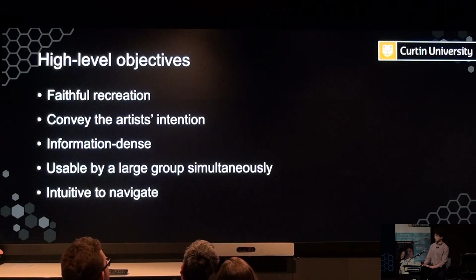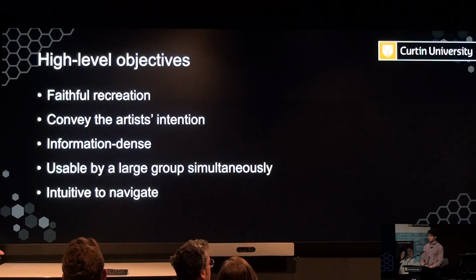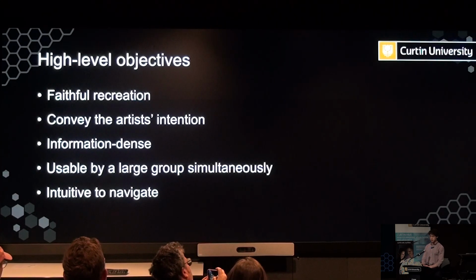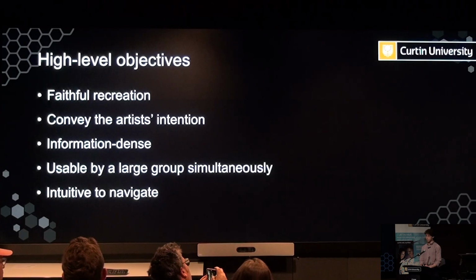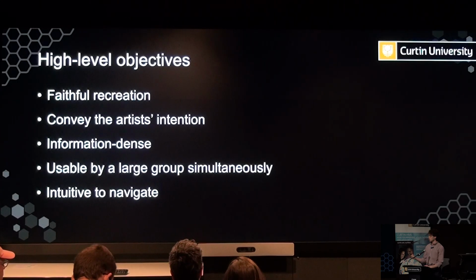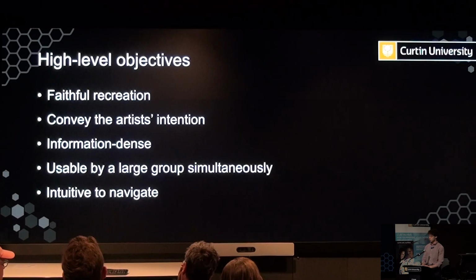Additionally, we laid out some high-level objectives the project had to meet. We wanted it to be a faithful recreation of the space. It needed to convey the artist's intentions, be information dense, and be usable by a large group of people simultaneously. Now, from the outset, one of my supervisors, Professor Kit, wanted to use this as a learning tool for his students, for them to see what the exhibition was like, and to cater to all the students simultaneously it needed to be used by a group of people. And we wanted it to be intuitive to navigate.